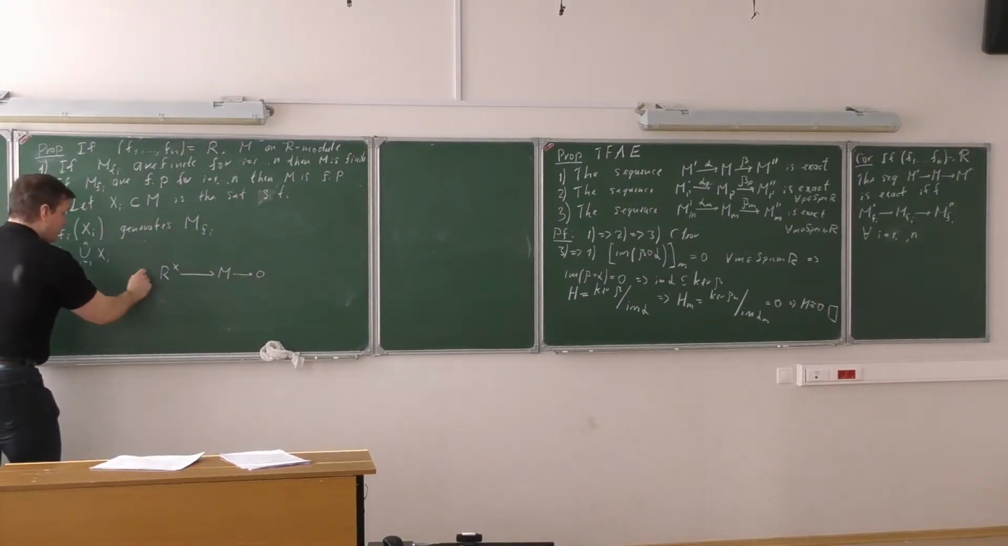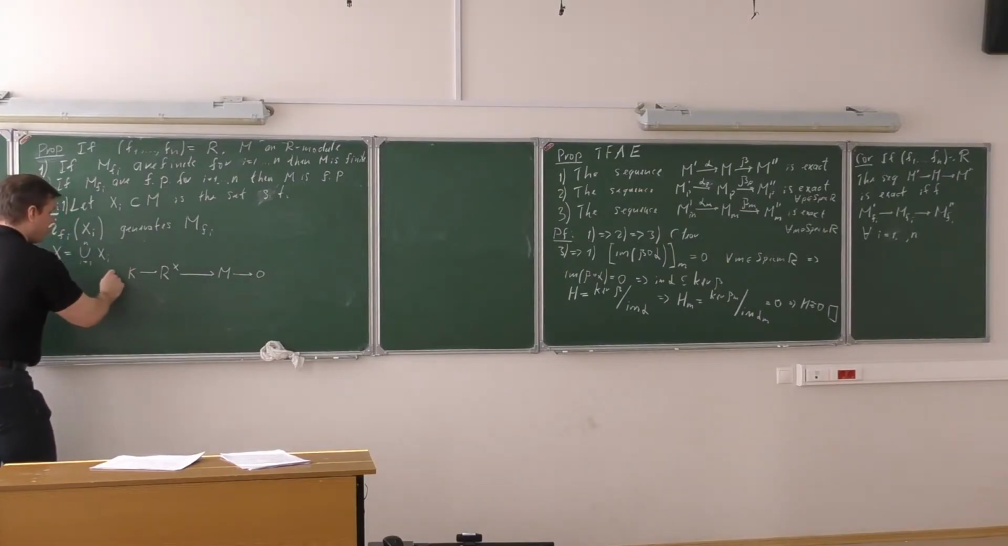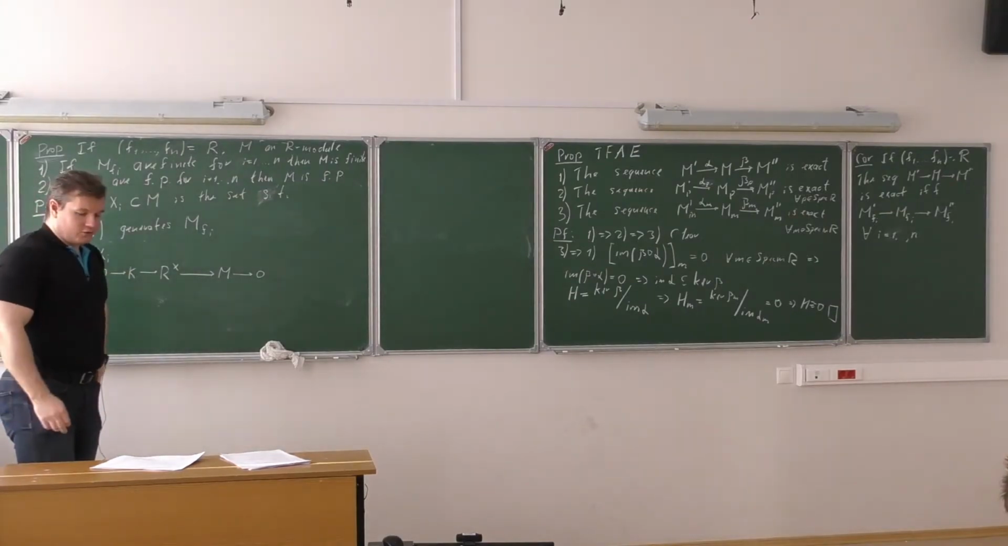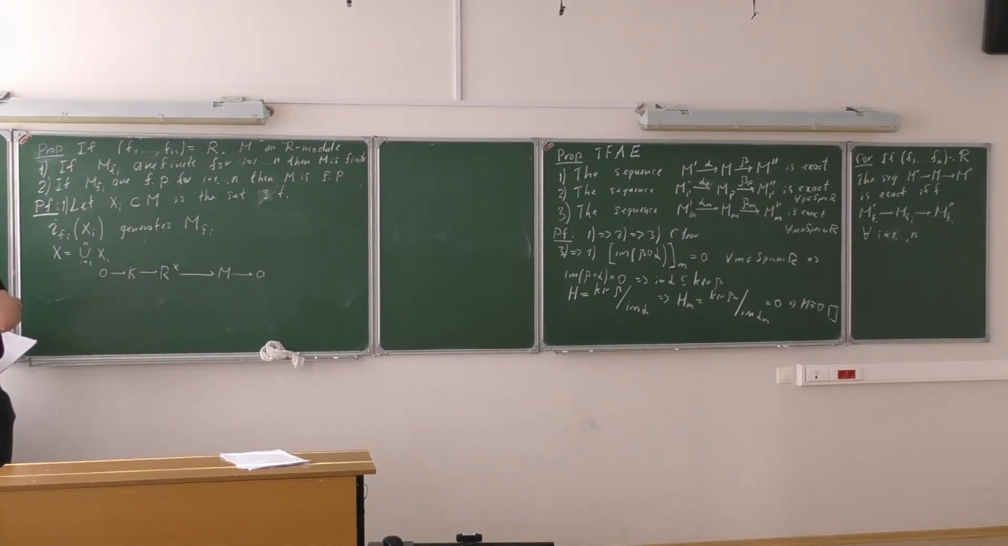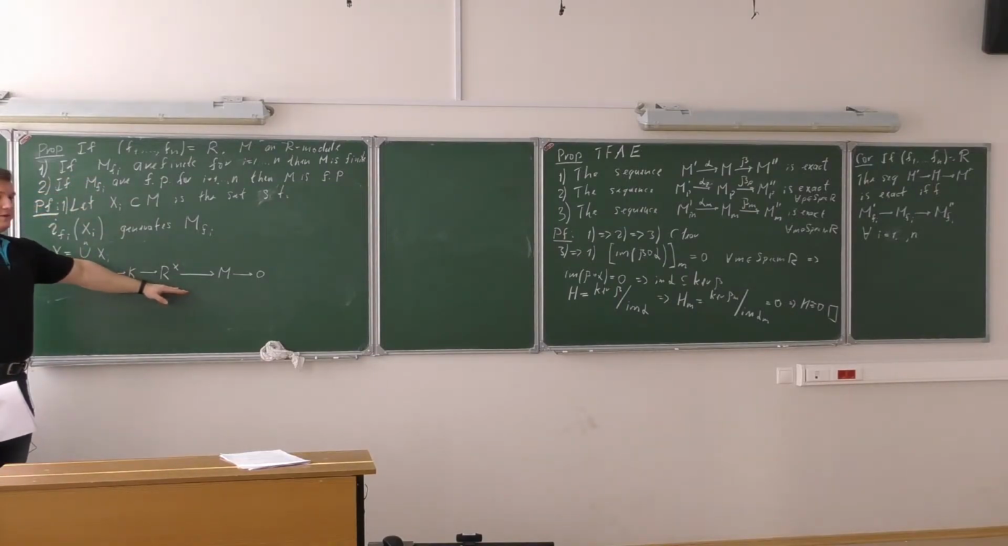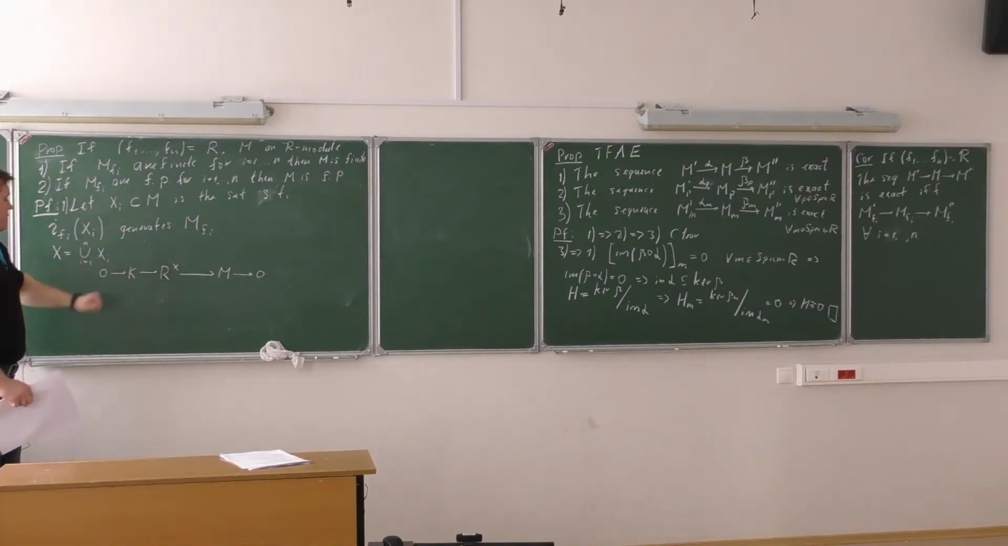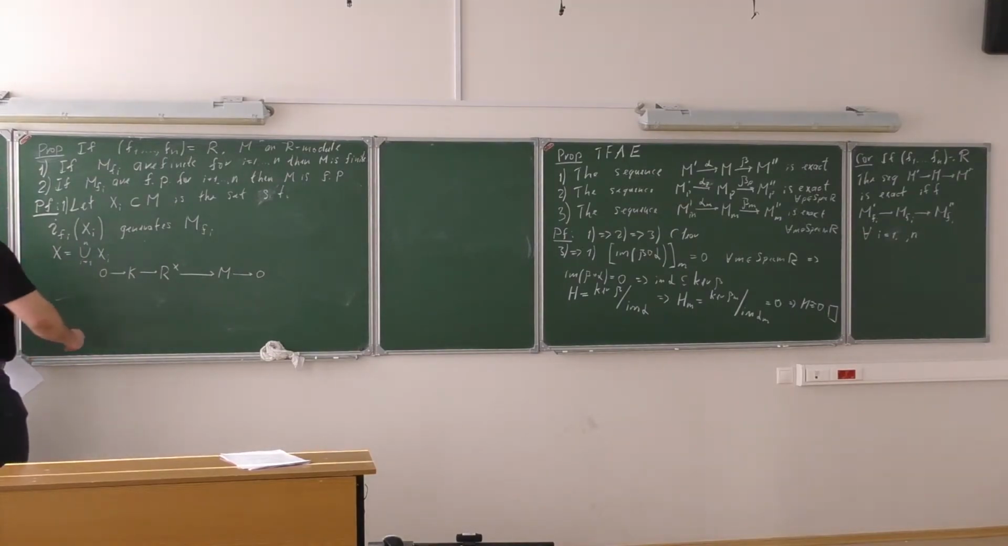Okay, and now let's set K to be the kernel of this map. So we have the short exact sequence. Actually, even without the kernel, I finished the proof of the first part, right? I wanted to show that M is finite. Well, this is a finite set of generators. Now I'm going to need this kernel in the second part.